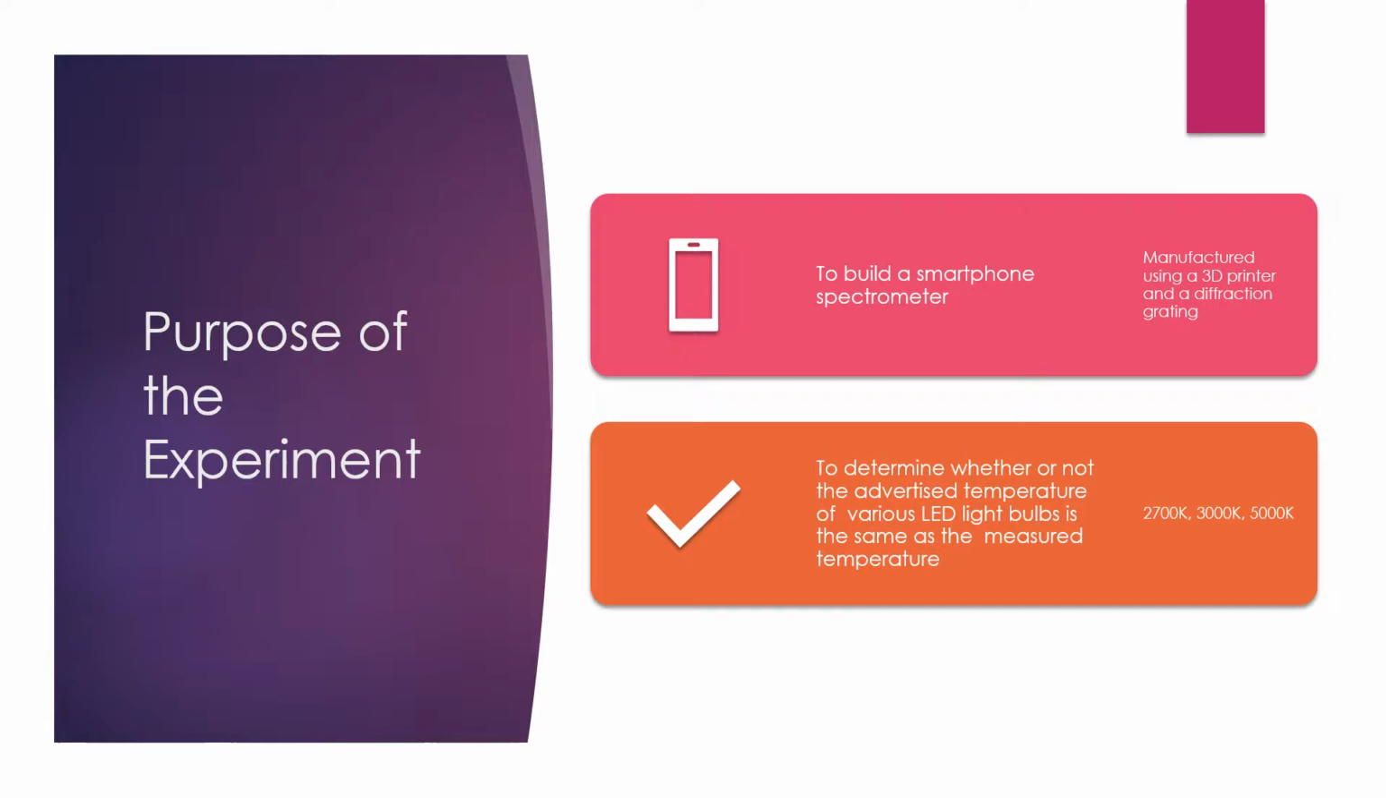To accomplish this, we designed a spectrometer through 3D printing that utilizes an iPhone 8. Next, we will apply Planck's law to determine whether or not the advertised light colors of various LED light bulbs is the same as the measured light colors.